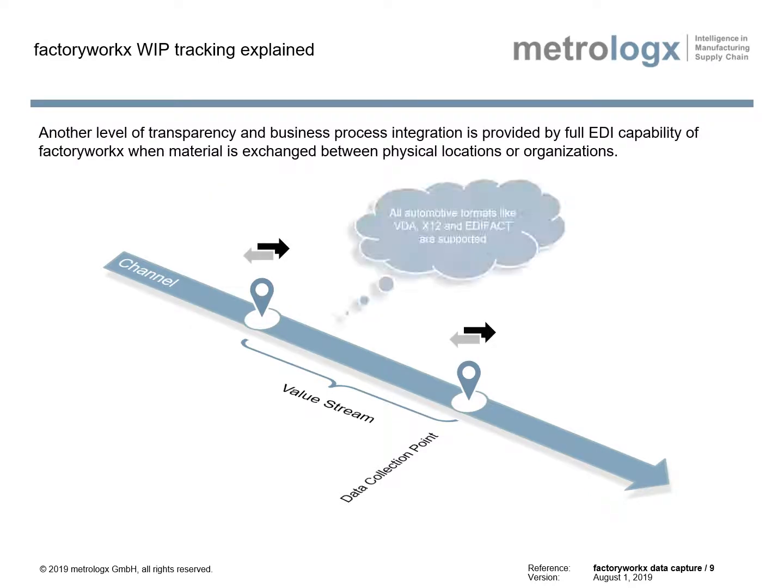Another level of transparency is provided by the full EDI capability of factoryworkx, enabling supply chain visibility. This option is required when the data collection points are in other physical locations. All standard formats like VDA, X12, and EDIFACT are supported.